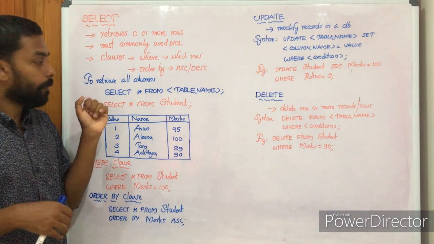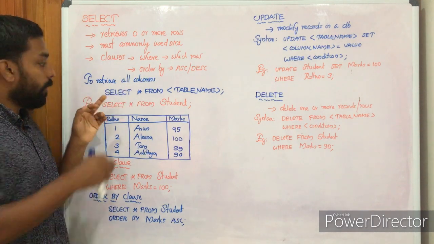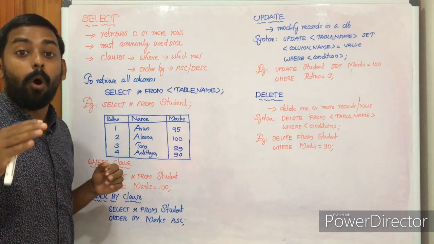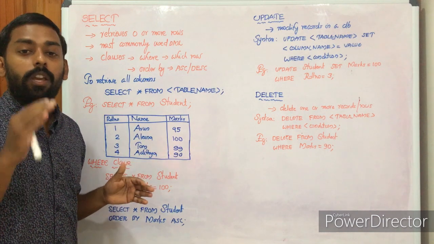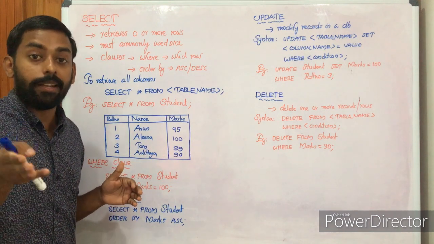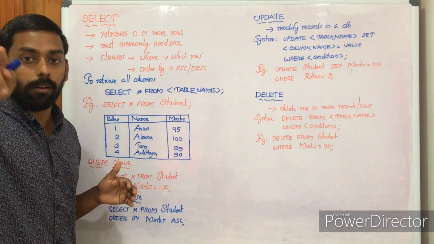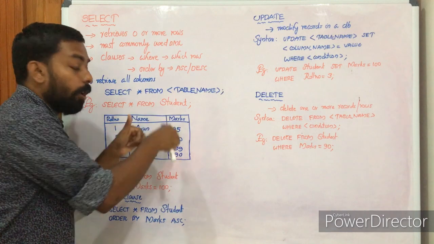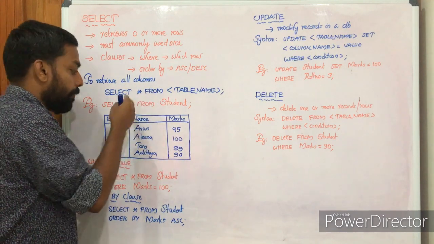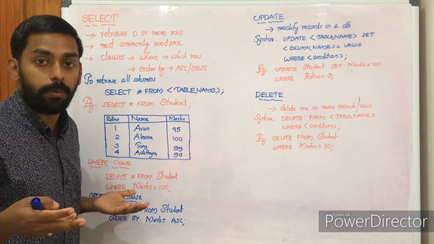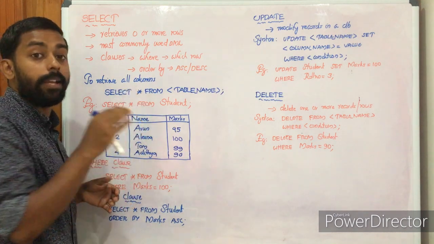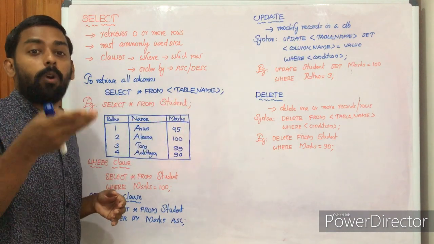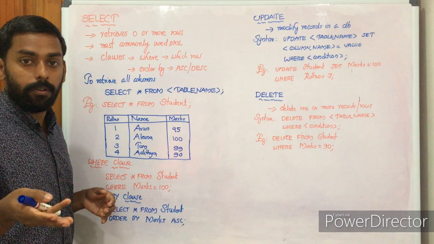And here is the syntax: to retrieve all columns, select star from table name. You must note the star. Star indicates all columns, not all rows. If you want to retrieve all columns as a result of the select statement, you have to use star. Another possibility is to specify all columns instead of star. So which one is a better option? Using star. Star indicates all columns, not all rows. So select star from table name displays all columns from the table.